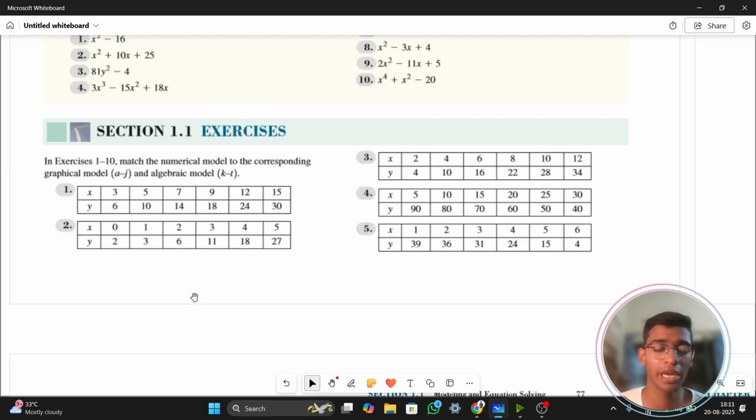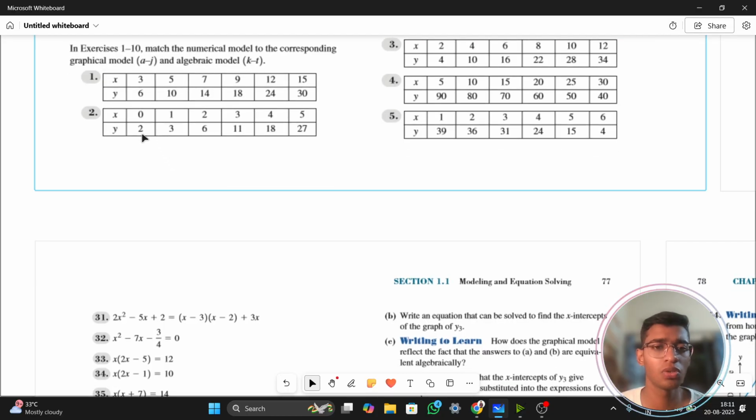Same goes for the second one. The second is x 0, y 2; 1, 3; 2, 6; 3, 11; 4, 18; 5, 27. When x is 0, you get 2. When it is 1, you get 3. When it is 2, you get 6. So let's try to find some relation.